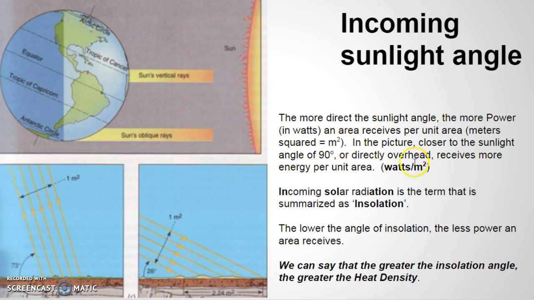That amount of power, which we'll refer to as watts per meter squared, gets spread out, in this case, over 2.24 meters squared, whereas at a much more direct angle, it's only spread out over 1.04 meters squared. So here we're talking about a greater density of heat. And we're referring to this term as insolation, incoming solar radiation. This is the term that is summarized as insolation, and this is really going to be the term for the rest of this unit. The lower the angle of insolation, the less power an area receives. So we can say that the greater the insolation angle, the greater the heat density.